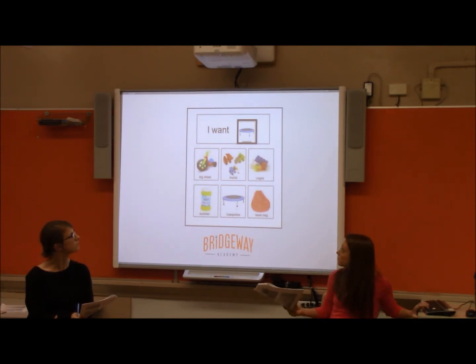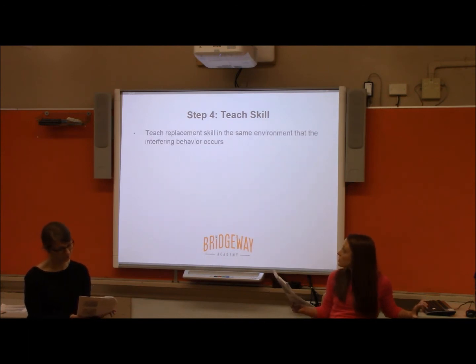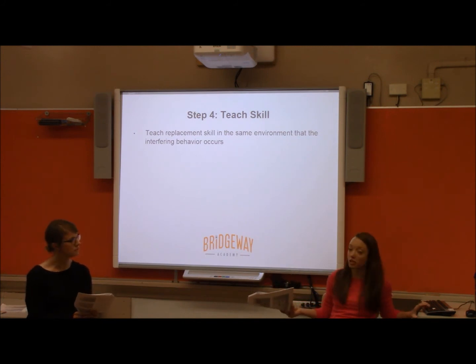And then step 4 is teaching the skill. So you want to teach the replacement skill in the same environment as the interfering behavior occurs. So let's say the child is inappropriately asking for your attention in the home setting. You want to teach the replacement skill in the home setting so that it isn't confusing to the child. And then eventually we'll talk about generalization, which is where you want to gradually teach them across different environments.